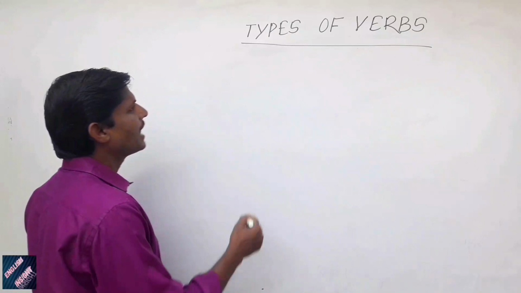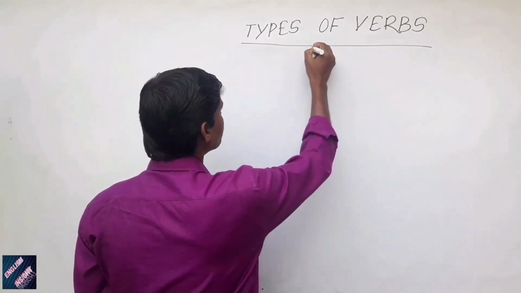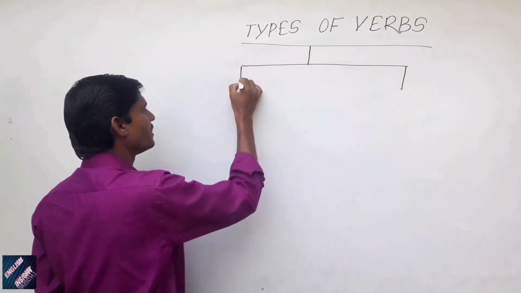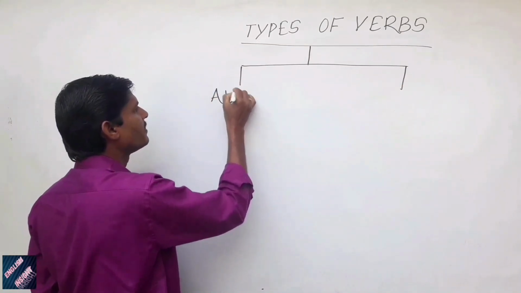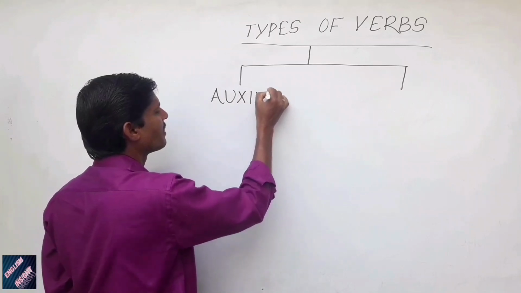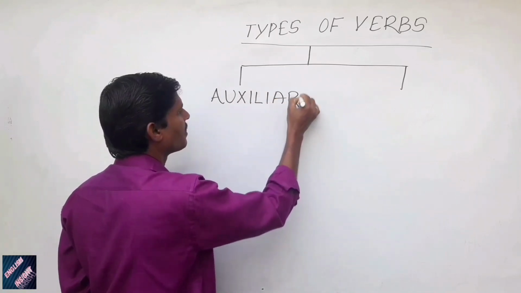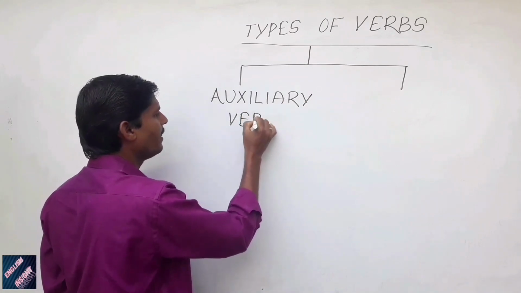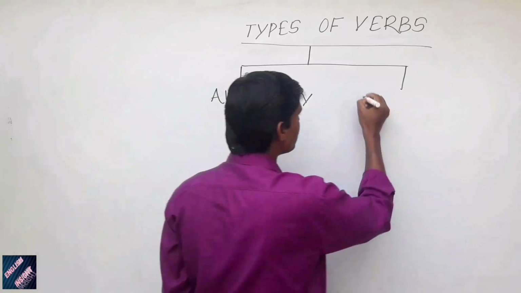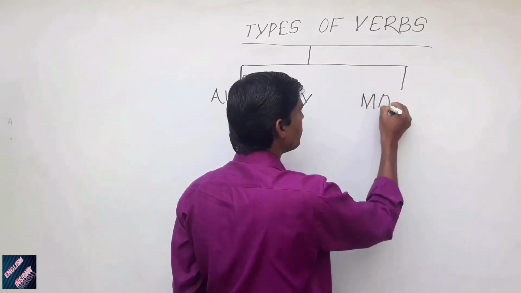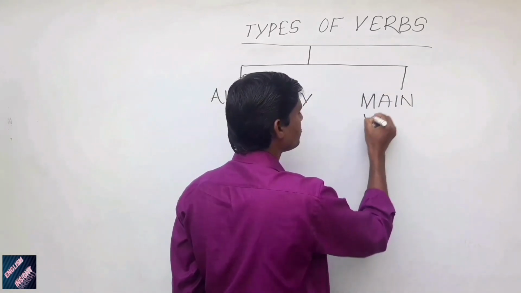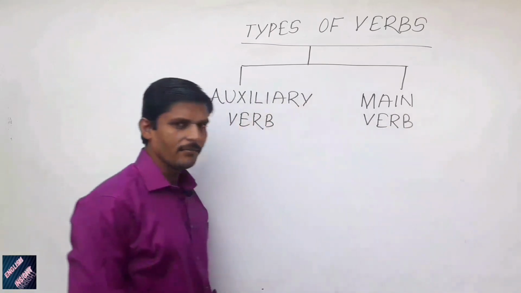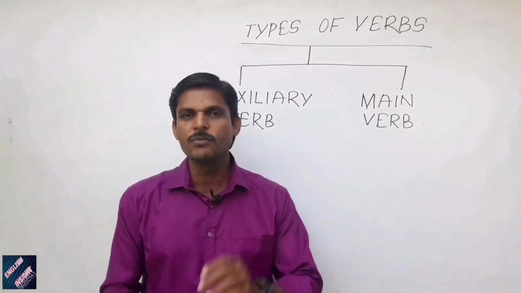It's written here, types of verbs. Basically, the verbs are grouped into two types. One is the auxiliary verb, okay? The second one is main verb, okay? There are two types of verbs in a verb group, you will say.